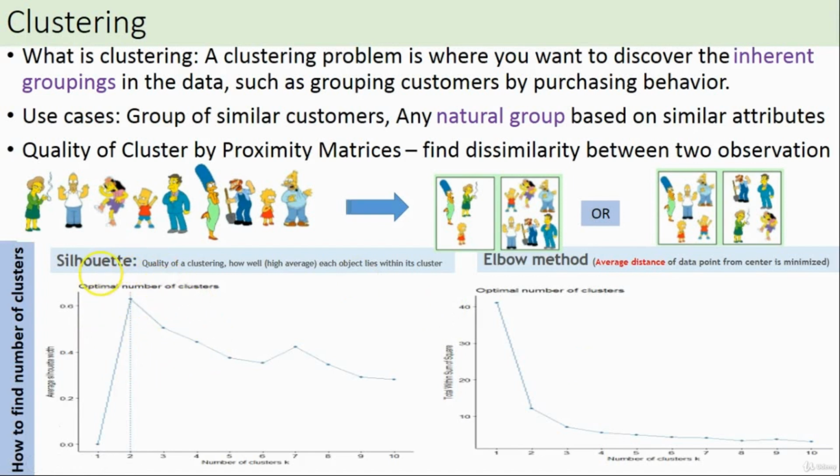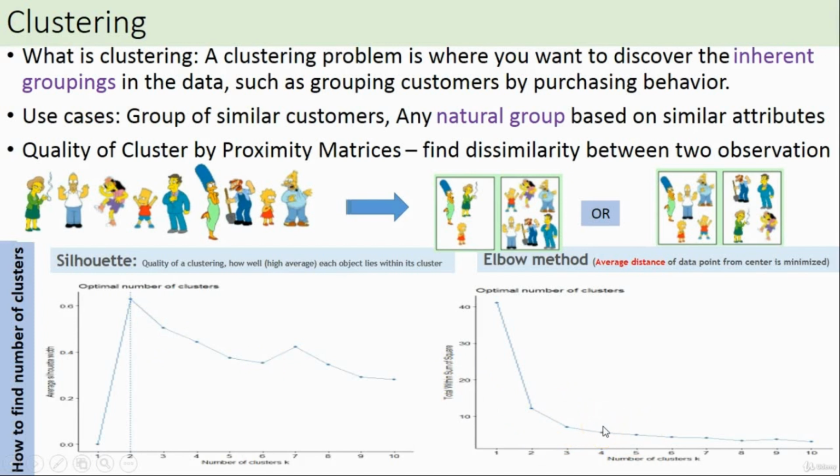Number 2 is the suggestion by Silhouette. That's good. Let us see whether number 2 is also suggested by Elbow. Elbow says no: after 2 there is a steep drop, so it is not a straight line, and 2 is not suggested by Elbow. What is the next highest in the Silhouette? The next highest is 3. Let us see this 3. Yes, after 3 it looks almost horizontal, so it looks okay.